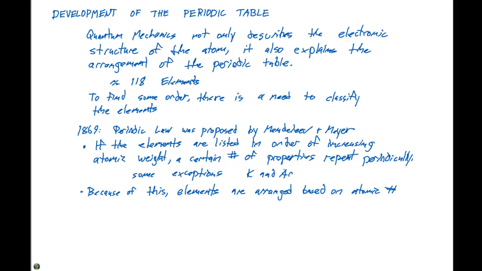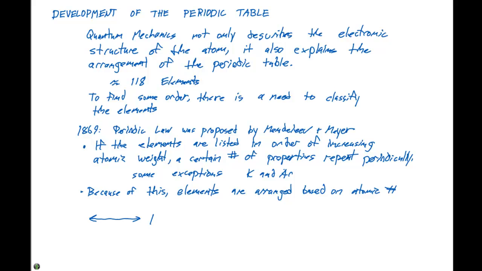And Mendeleev was given credit for this because when he was listing all the elements back in 1869, not all the elements existed yet, and he left gaps for the elements that weren't discovered yet. So we can classify and describe the various trends that are shown in the periodic table.